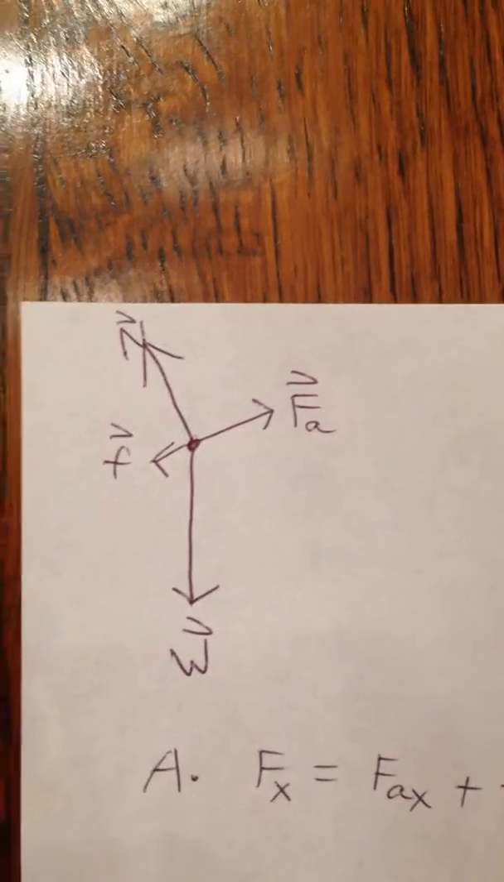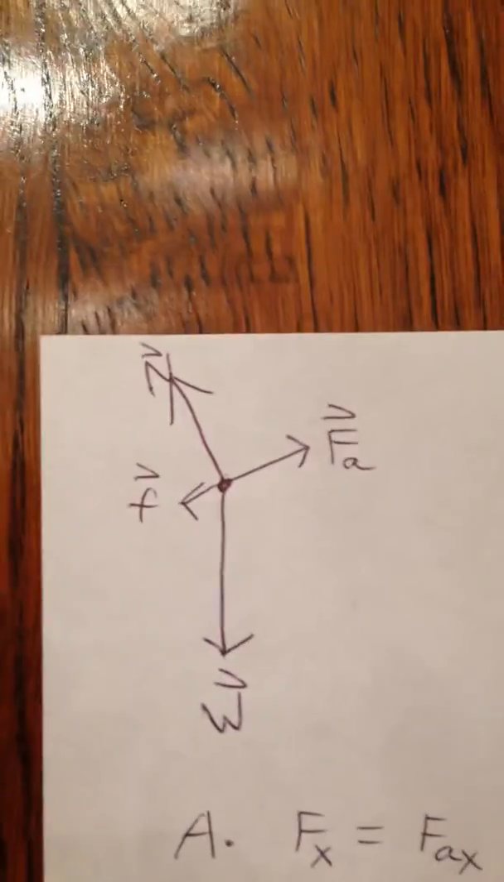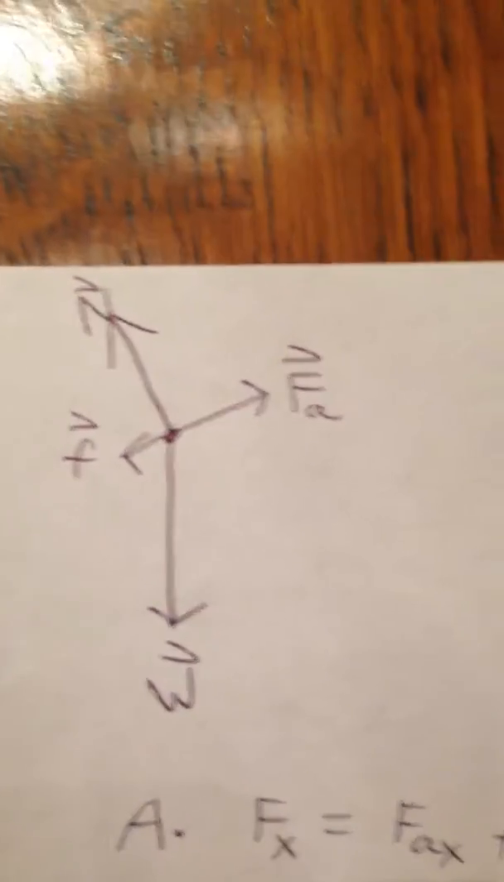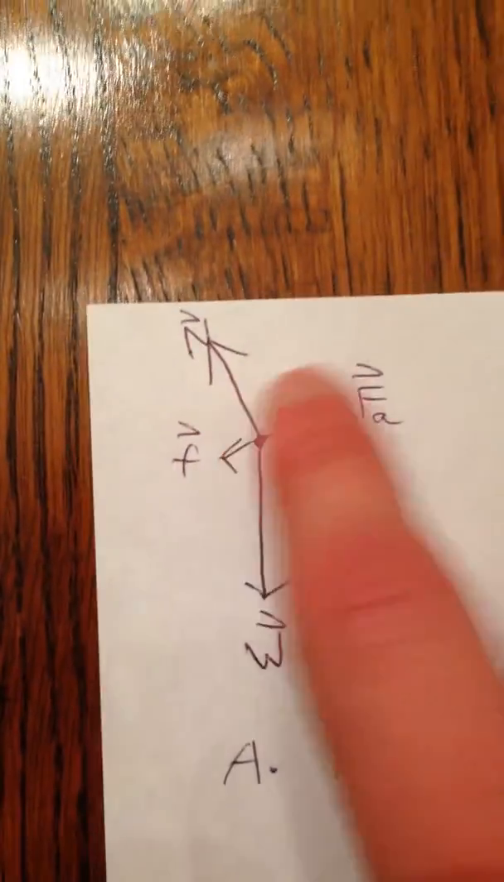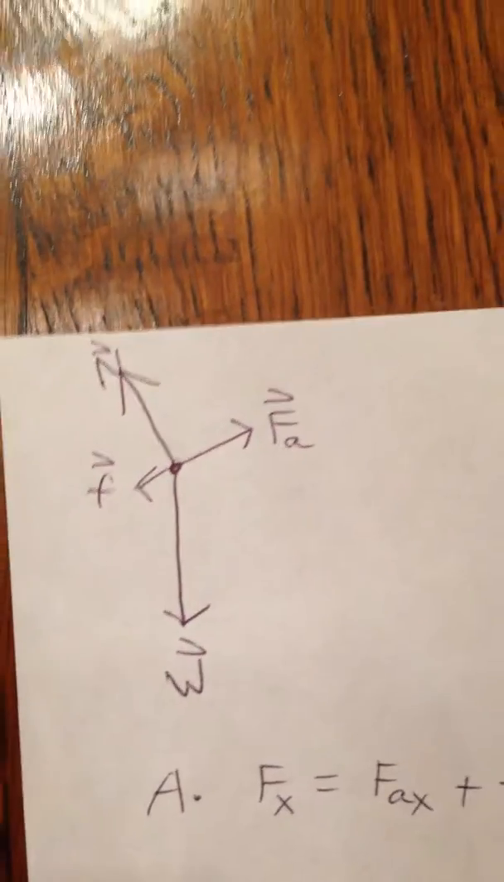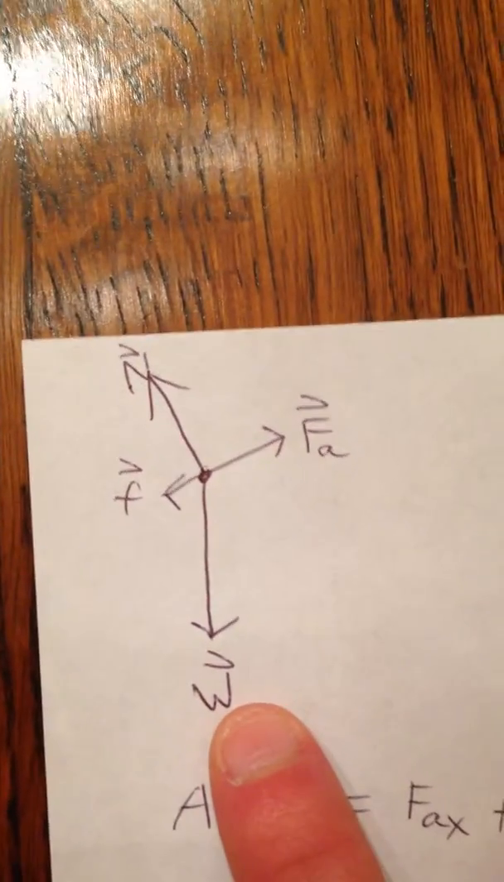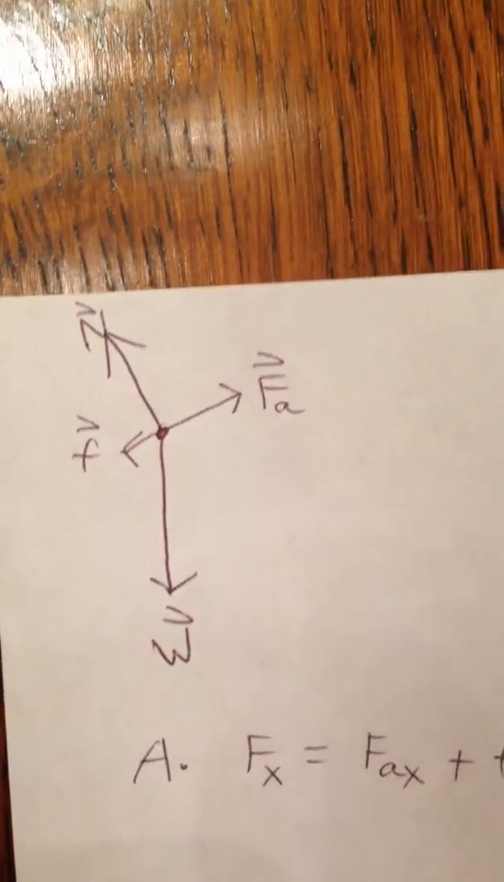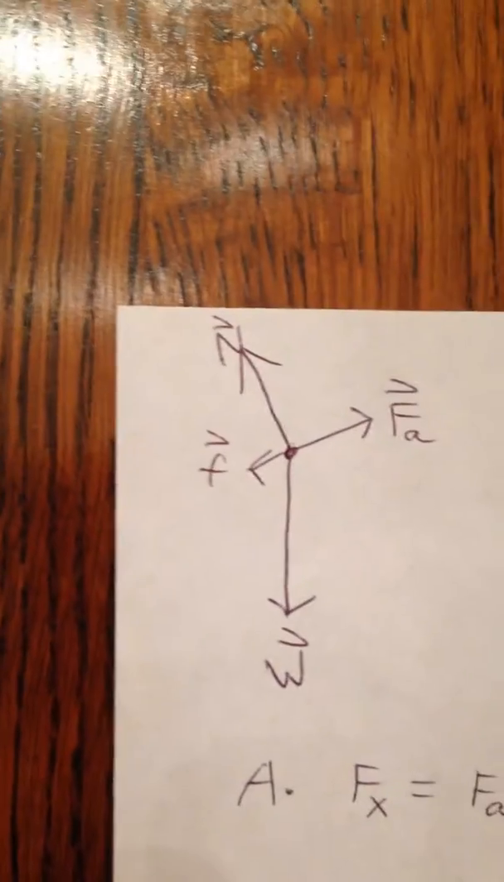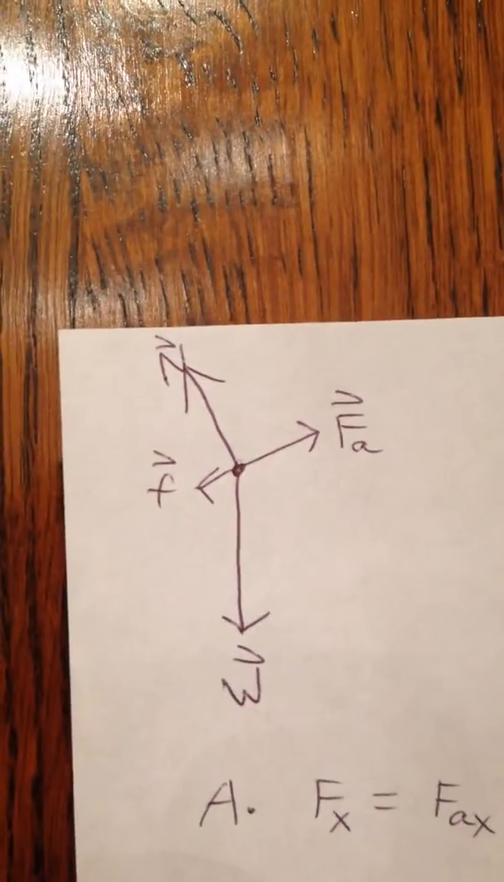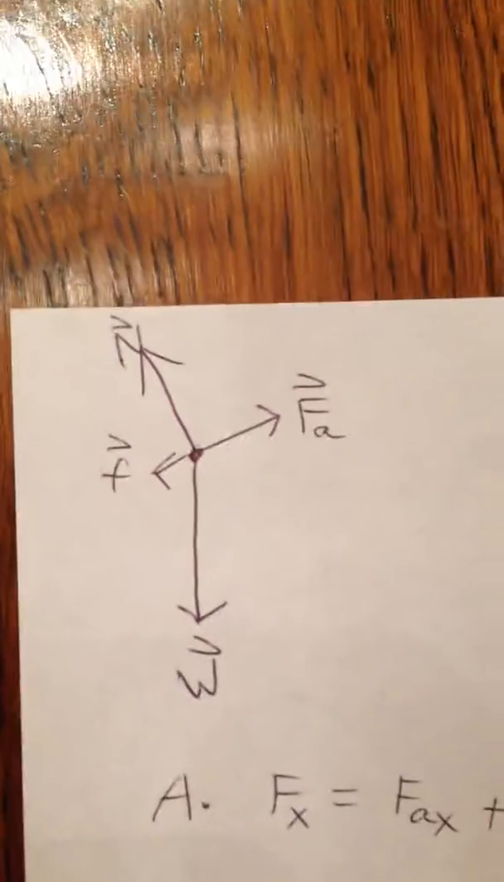Okay, they're all vectors because they all have magnitudes and they all have directions. So the N is the normal force. It's always perpendicular to the surface. That's why it's at an angle. W is gravity, which is always straight down. Yes, they're supposed to be the same in magnitude.